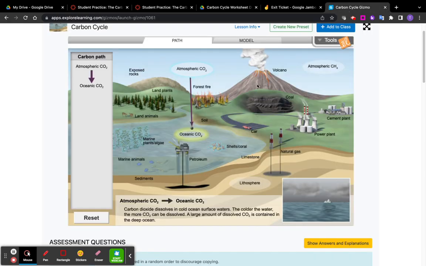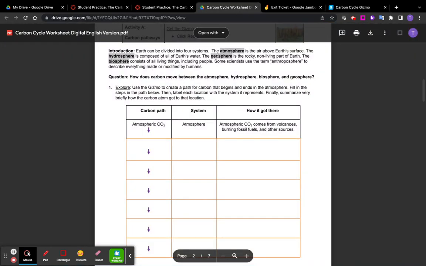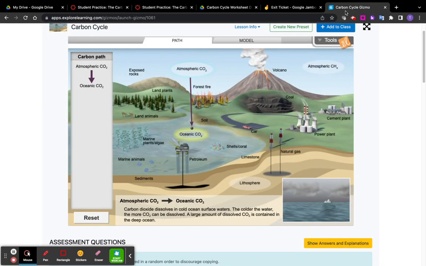Then you're going to pick another place from the ocean. Anywhere that is blue, we can go to. You could go back to the atmosphere, but that does not mean you're done. Remember, you have to fill all these boxes. It could be absorbed by marine plants and algae or shells and corals. Let's pick shells and corals and see what happens.